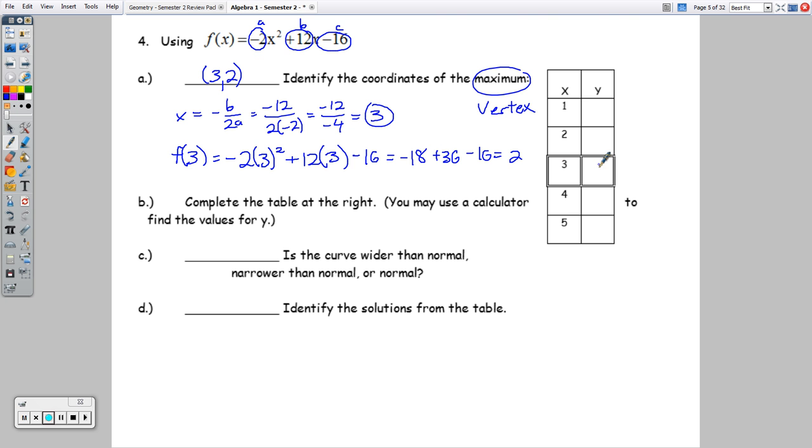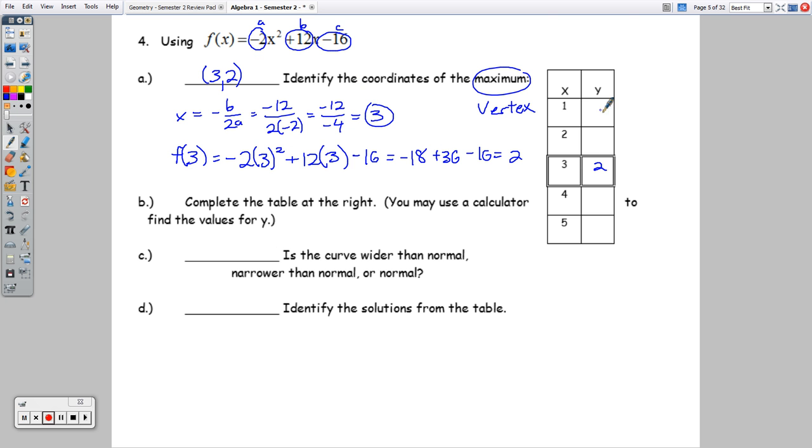And then we'll put that here in the table. So 3, 2. And then complete the table to the right. You can use a calculator to find the values for y. And so I've done that prior to this, and I plugged this into, if you have a button that says table on your calculator, like the yellow calculators that we have in my class, you can just plug that formula into the equation after hitting table, and then you can quickly see all those values.